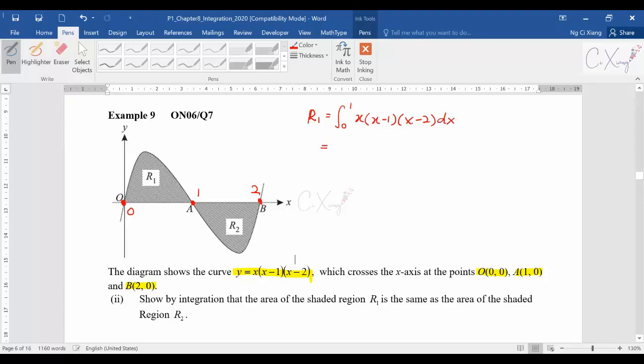Can you integrate that straight away like this? Cannot, because they are multiplied. Something multiplies something multiplies something, cannot. So you have to expand them to become an addition function. Maybe expand it first. I'm having this as x squared minus 3x plus 2. Then after that, I multiply it again. Then only you start the integration part.